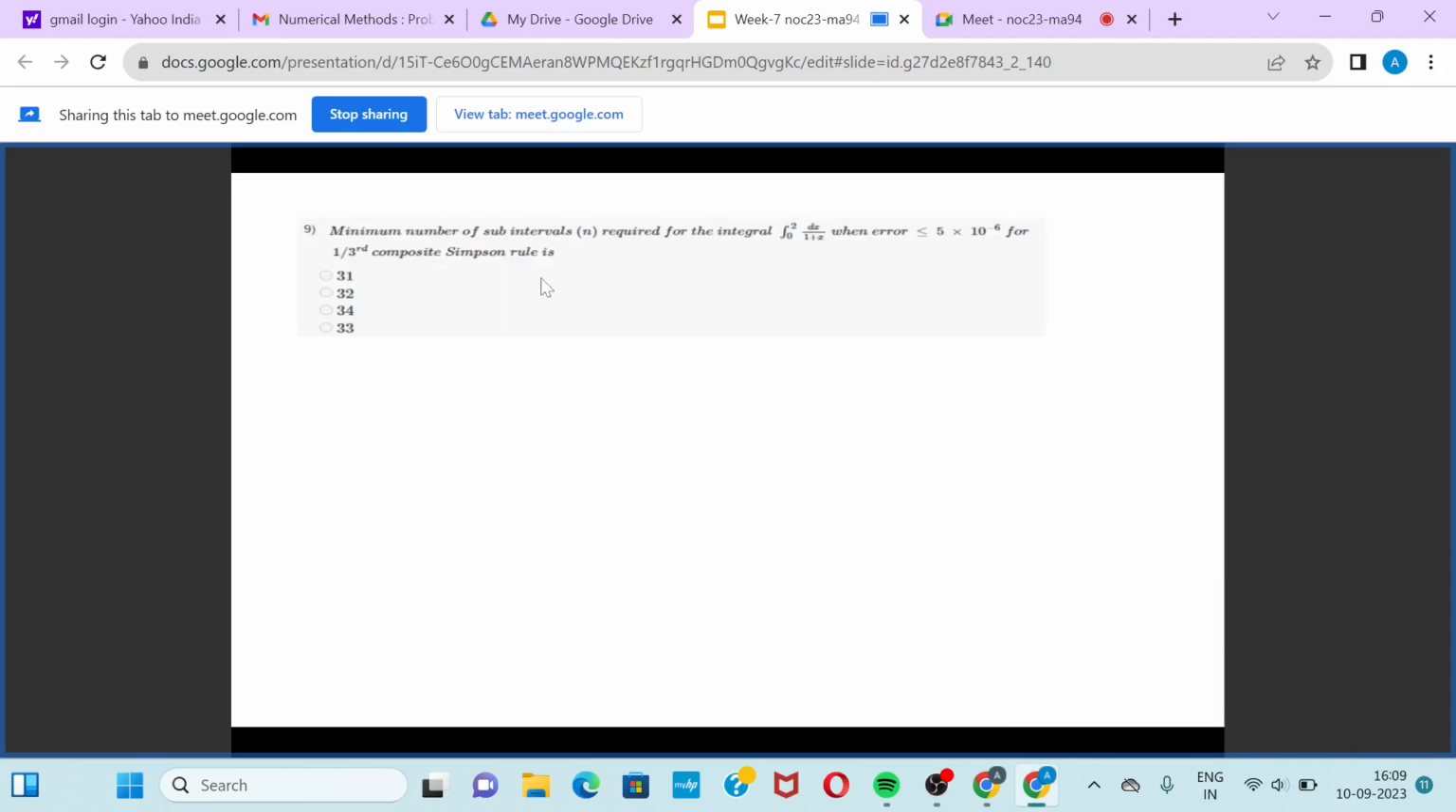So the next question is: find the minimum number of subintervals, that is n, required for the integral from 0 to 2 of dx by 1 plus x when the error should be less than or equal to 5 into 10 to the power minus 6 for the one-third composite Simpson rule. So you have to calculate the minimum value of n so that the error for this integral will be less than or equal to 5 into 10 to the power minus 6. Find whether n will be 31 or 32, 34 or 33.